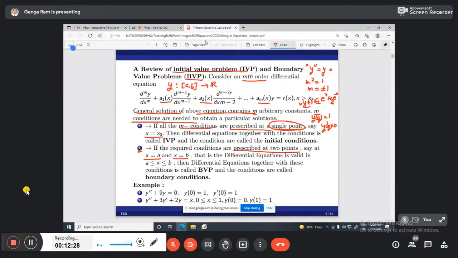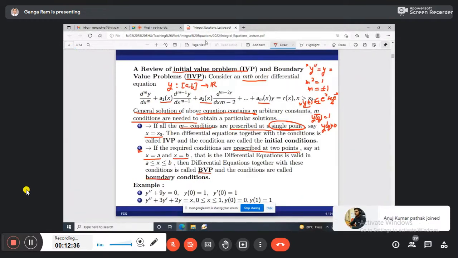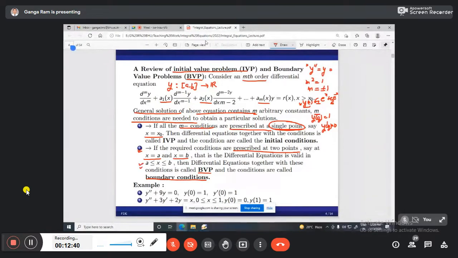Then the differential equation is called a boundary value problem, BVP, and these conditions are called the boundary conditions. Do you agree?